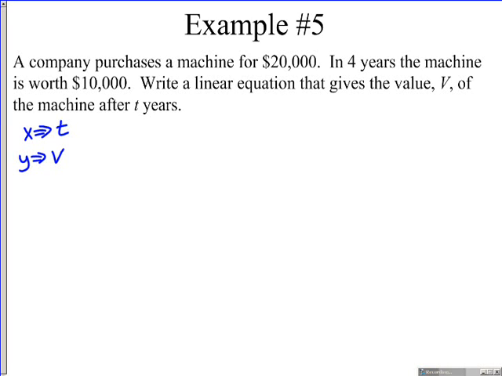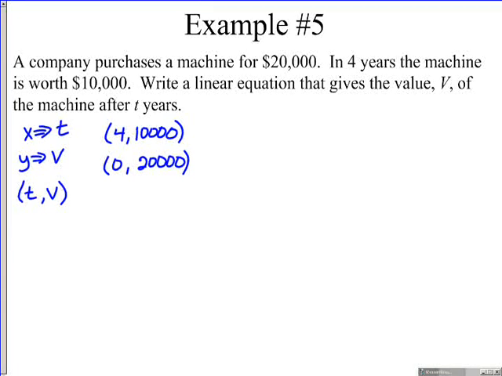So our ordered pairs here, instead of being X and Y, would be T and V, time and value of the machine. So what ordered pairs are we given here? We're given that a company purchases a machine for $20,000. In 4 years, the machine is worth $10,000. Well, there's two ordered pairs in those two sentences. First one, time of 4 years, it is worth $10,000. Second one, a company purchases the machine for $20,000. So if it just initially purchases it, and V is the value after T years, that means that no time has passed when they initially purchase it, when it is worth $20,000.